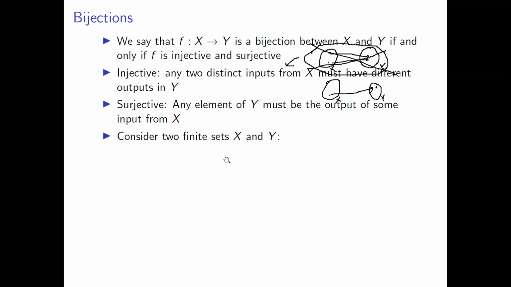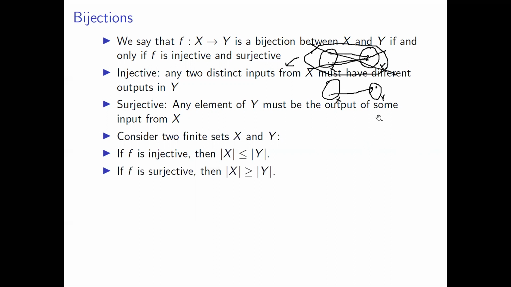And if we consider two finite sets, x and y, we can see that if f is injective, that tells us that for every element of x, we have some distinct element of y that we can map that element of x to. And that means that the number of elements in y must be at least the number of elements in x. There must be an element of y for each element of x, and there could possibly be more elements of y. So that tells us that the size of y is at least the size of x. And that's true if f is injective.